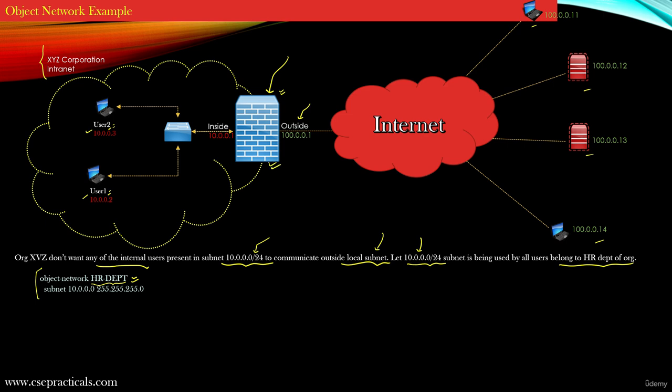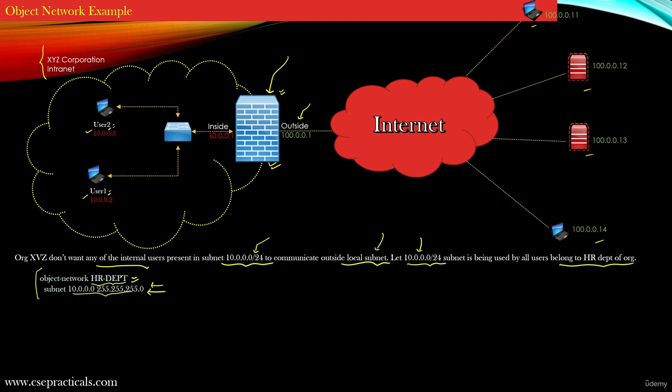All right. And as I said, an object network is a collection of IP addresses. So here the user is specifying the collection of IP addresses using a subnet. All right. So here the user is specifying the subnet which is dedicated to the HR department, which is 10.0.0.0/24. All right. So all the users who belong to the HR department would fall in this subnet. We already know that.